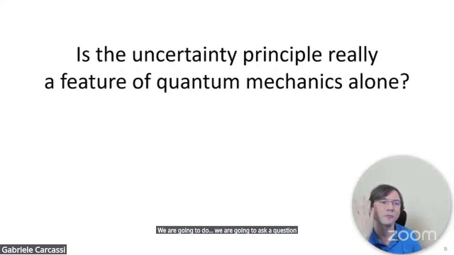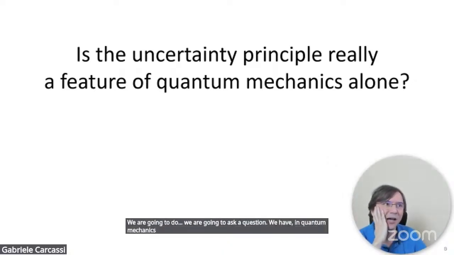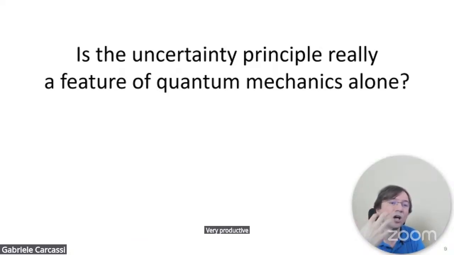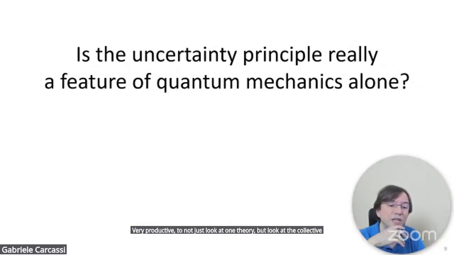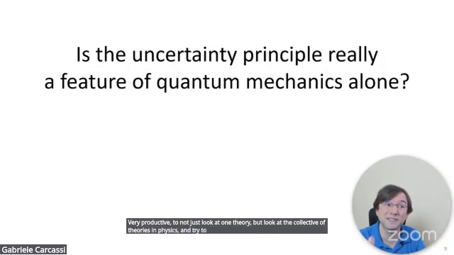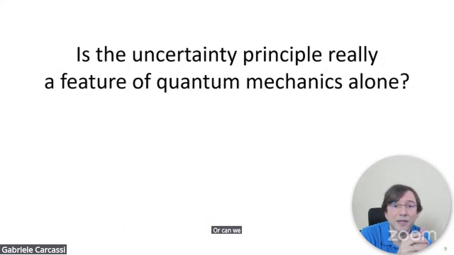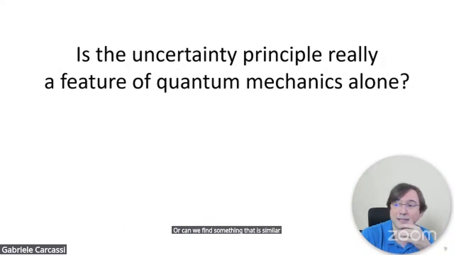We have in quantum mechanics this idea of an uncertainty principle, and one of the things that comes out of reverse physics is that it's really very productive to not just look at one theory, but look at the collective of theories in physics and try to understand what is different and what is the same. And so the question is: is the uncertainty principle really a feature of quantum mechanics alone, or can we find something similar in classical mechanics as well?